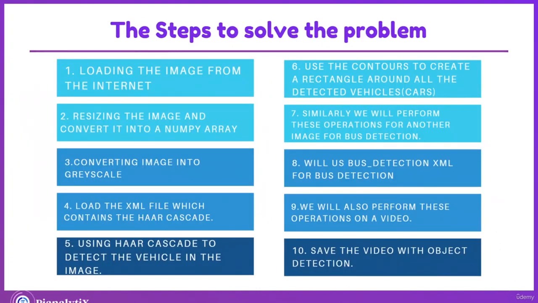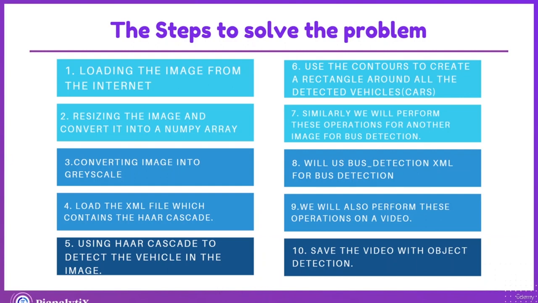So the steps we require to solve this problem statement, this project. So first we will load the image from the internet using the request library. Then we will resize the image and convert it into a NumPy array. Next we will convert that image into a grayscale because grayscale images are less complex.